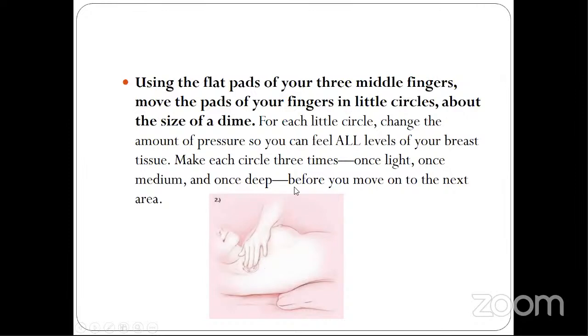For each little circle, change the amount of pressure so you can feel all levels of your breast tissue. Apply minor pressure, then moderate, then deep pressure. As we said, once light, once medium, once deep before you move to the next area. So in this step, we examine the breast using the pads, applying different pressures to assess all breast tissue.